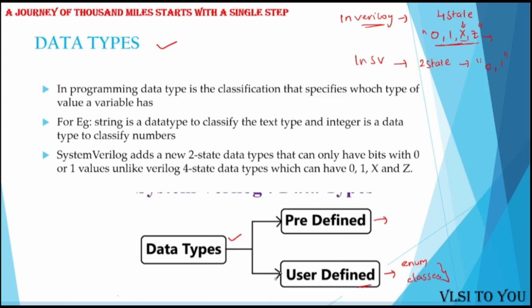So when anyone asks you the difference between Verilog data types and SystemVerilog data types: in Verilog you have four state data types, but in SystemVerilog, along with four state data types, two state data types are also introduced, where the data type can hold only two values, 0 and 1. That is one difference. The second difference is that in SystemVerilog you can also use user defined data types along with the predefined ones.